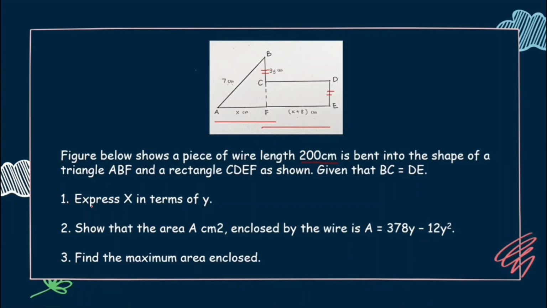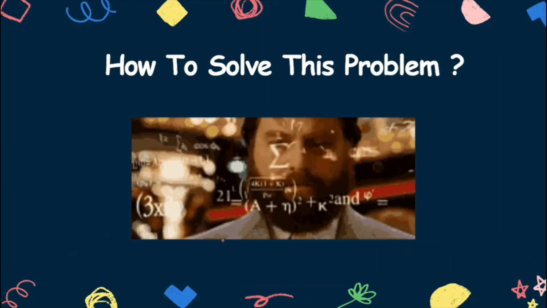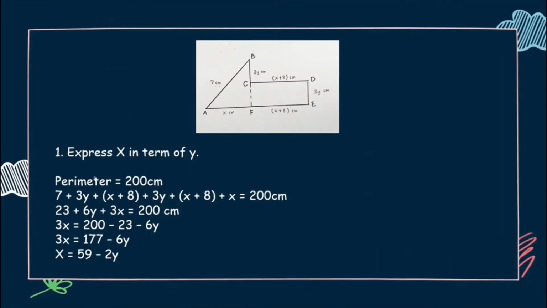So the question 1: express s in terms of y. Question 2: show that the area A cm² enclosed by the wire is A equal to 378y minus 12y². And third, find the maximum area enclosed. So how to solve this problem? For question 1, express s in terms of y. We are given that the perimeter is 200 cm. So we just add these numbers in the equation and equate with 200 cm. And we have to express s in terms of y. And finally we get s equal to 59 minus 2y.